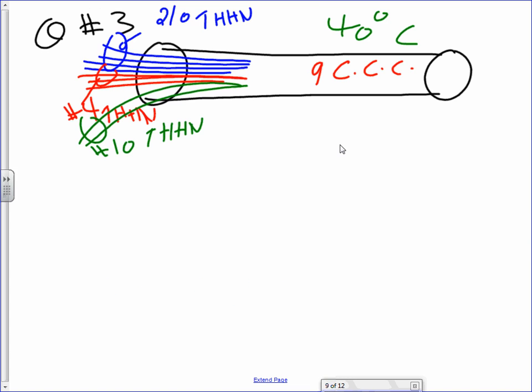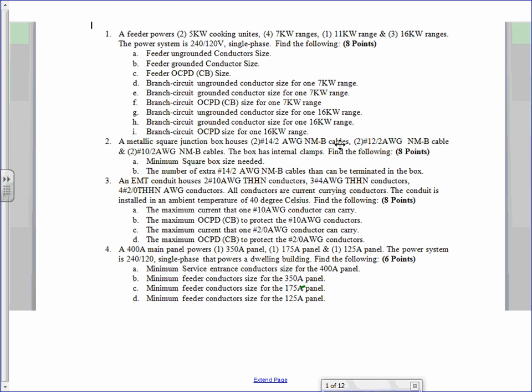I'm going to read question number 3 for you from what we have. It says an EMT conduit houses 2 number 10 THHN conductors, 3 number 4 THHN conductors, and 4 number 2 aught, all THHN. All conductors are current carrying conductors. All of them are hot. Did you guys see it? They're hot. The ambient temperature is 40, so that's worse. All of them are hot, and they're phases, and the ambient temperature is 40.